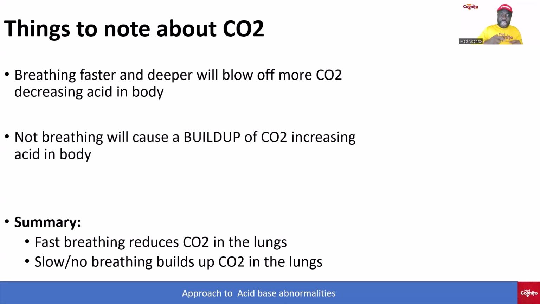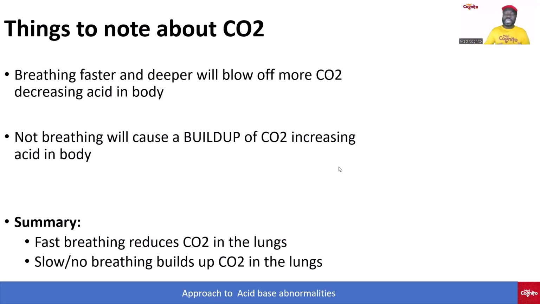So if I'm breathing faster, that means I'm reducing carbon dioxide in the lungs. If I'm breathing faster, I'm getting rid of carbon dioxide. If I'm breathing very slow, I am storing carbon dioxide in the body. Does that make sense? Remember, the more carbon dioxide the patient has, we say the patient is acidotic. If the patient has less carbon dioxide, we say the patient is alkalotic, right?